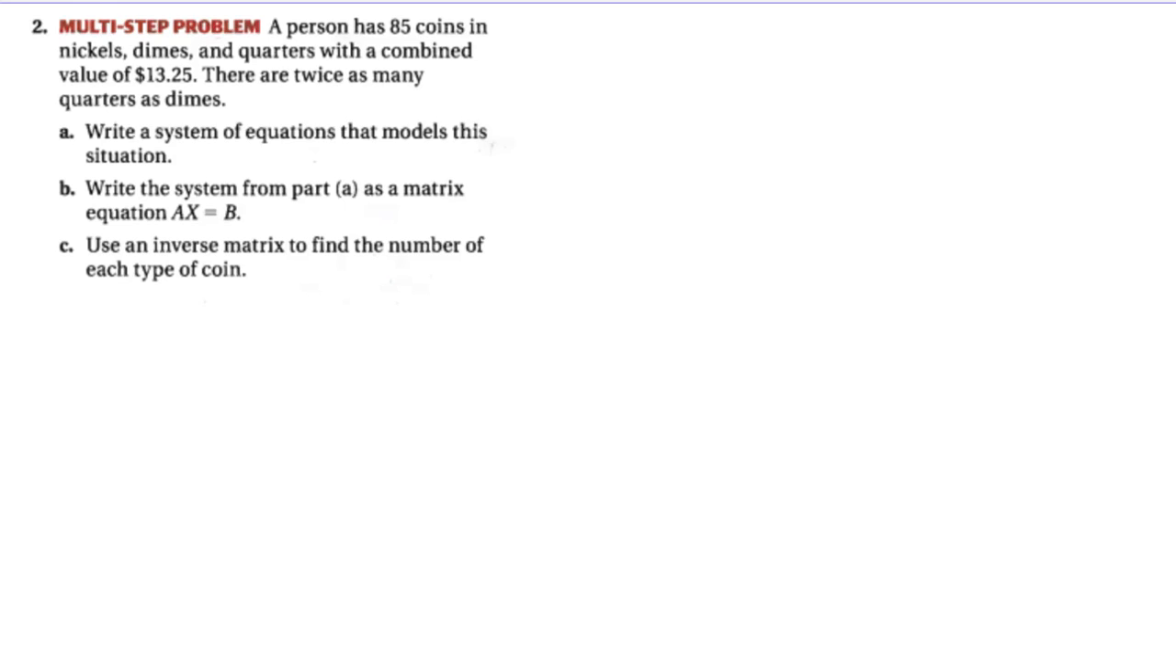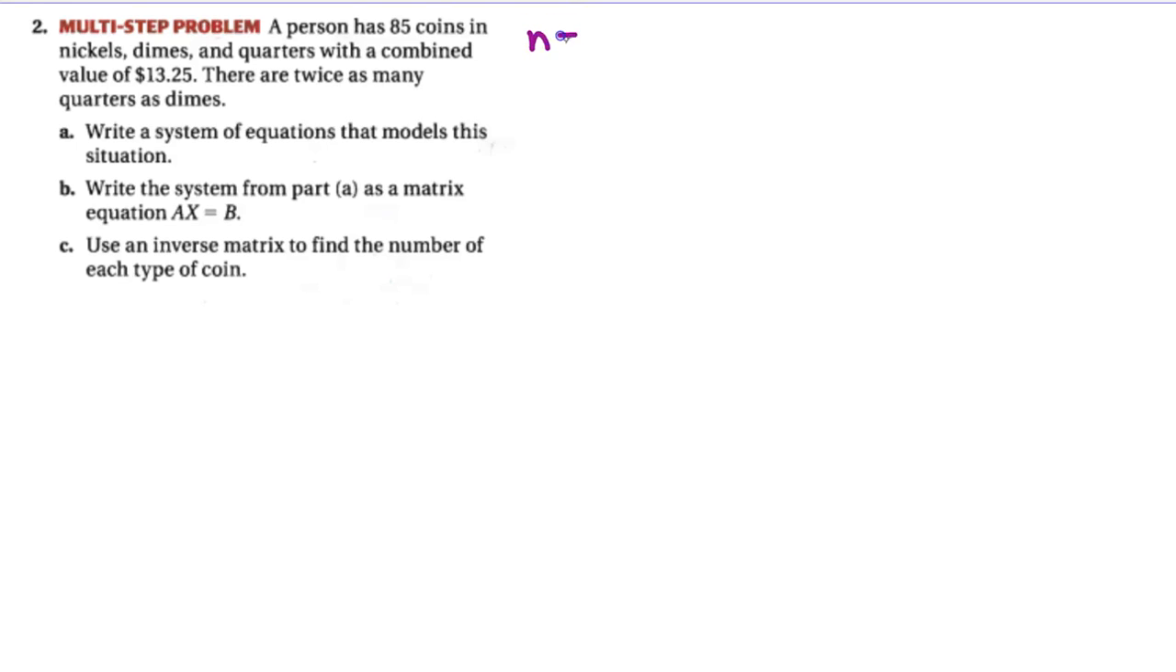Okay, well, it doesn't really ask the question until we get to the bottom, part C, which is basically to find the number of each type of coin. So the question is, how many nickels, how many dimes, how many quarters are there? Ultimately, that's the question. So when we set up the equations, we want our variables to stand for the number of nickels, the number of dimes, and the number of quarters.